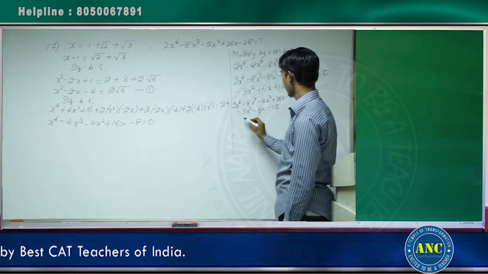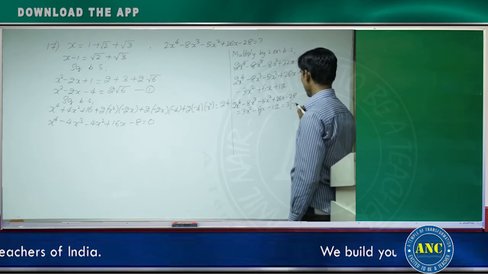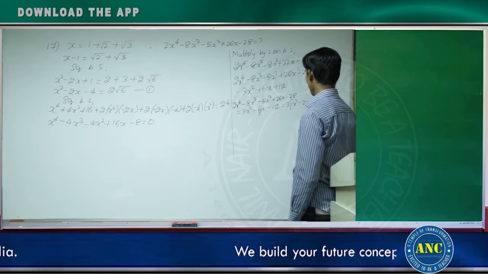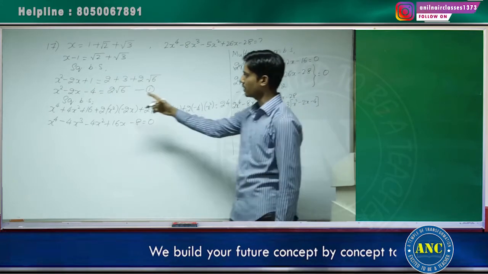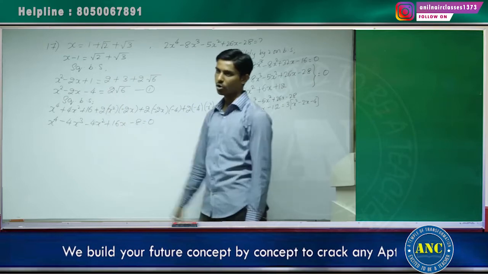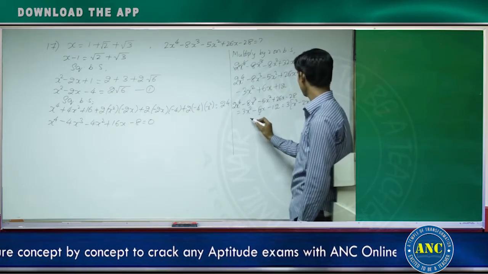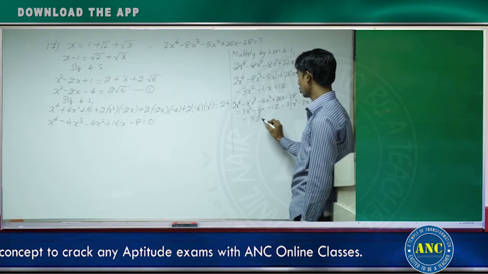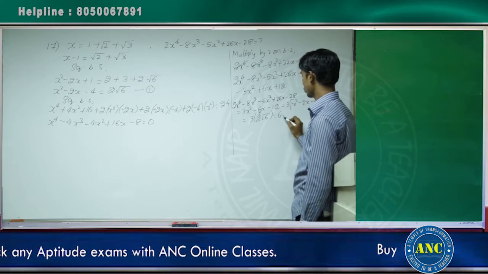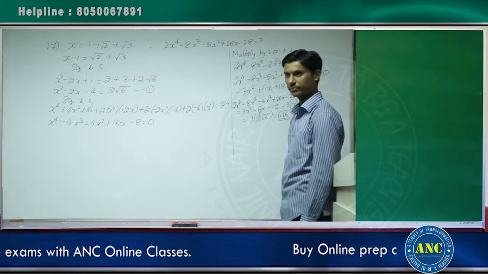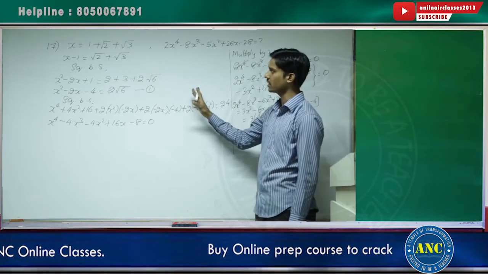If I take 3 common factor here, 3 into x square minus 2x minus 4. X square minus 2x minus 4 is nothing but 2 root 6 from the first equation. Clear with the approach? So this is nothing but 3 into 2 root 6. Your final answer should be nothing but 6 root 6. Clear, right? Every step it's the same thing.